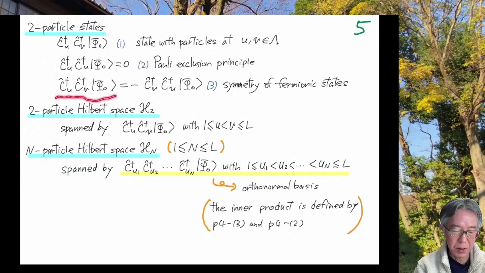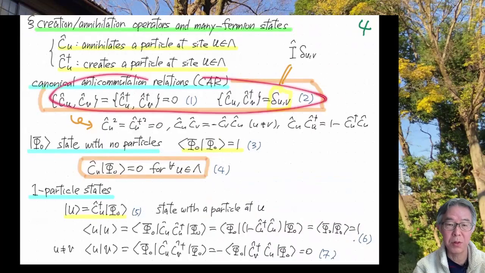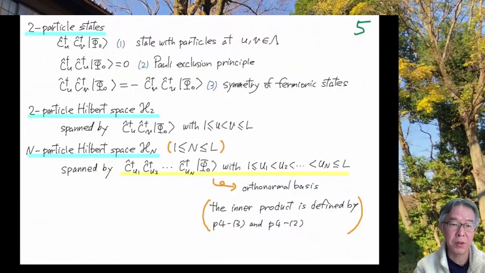All right, and now suppose that U and V are different. And then this is a state where you have particle at U and V. But by the anti-commutation relation, this is automatically rewritten like this. So this represents the antisymmetric nature of fermion state. So this kind of thing, the rule that you get a minus sign whenever you exchange the labels of particles and so on, are built into this anti-commutation relation of creation and annihilation operators.